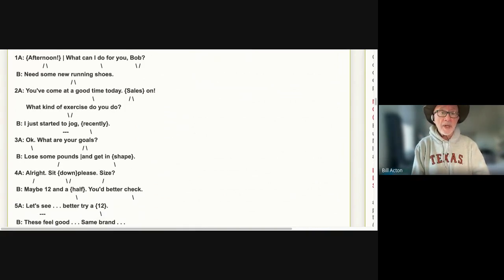So 2A, what do we got here? There's a V there. I'm saying youth. You. Does that sound like a V? It does, doesn't it? Yes. Great trick. Good. J, and here's 2A. Kind. I'm saying kind. Your exercise. Is it exercise?